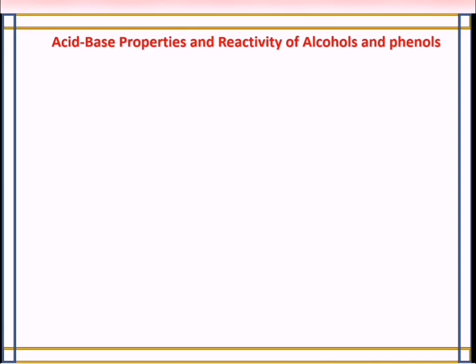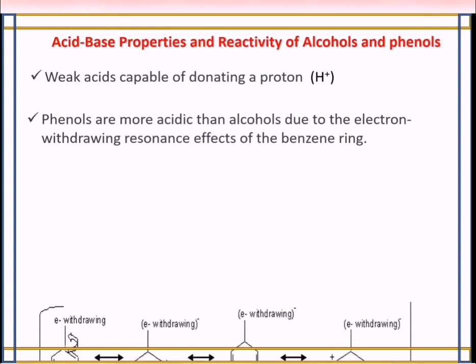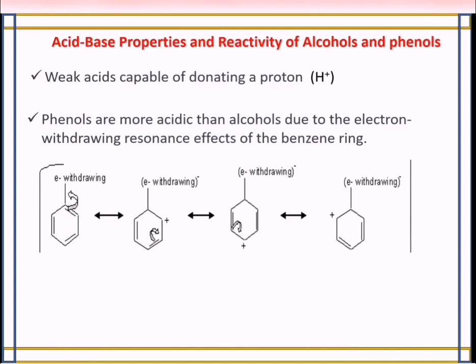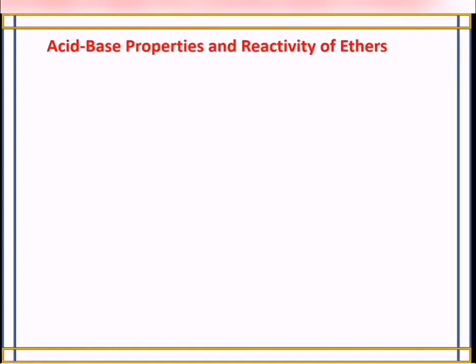Let's look at the acid-base properties and reactivity of alcohols and phenols. Alcohols and phenols are weak acids capable of donating a proton. The presence of the hydroxy group allows them to donate a proton, in certain circumstances exhibiting weak acidic behavior. Phenols are more acidic than alcohols due to the electron-withdrawing resonance effects of the benzene ring. Reactivity involves oxidation, dehydration, and substitution reactions.